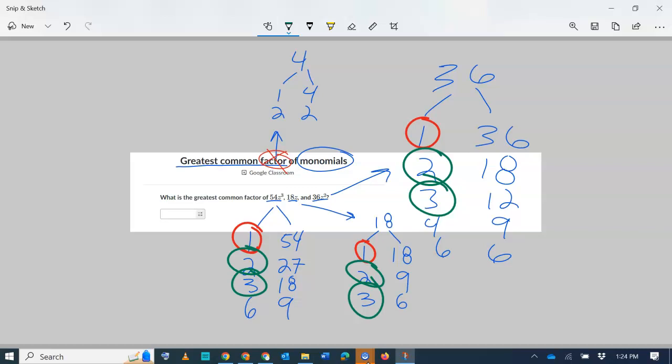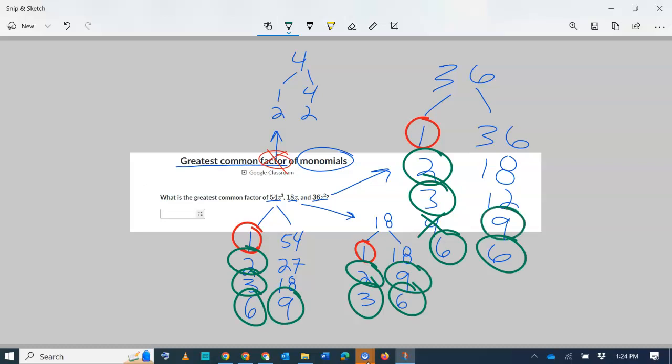Going to 4, I got 4 here, but nowhere else. Going to 5, there's no 5s. I see 6s. 6, 6, and 6. This is actually twice in 36. No 7s, no 8s. I do have 9s everywhere. No 10s through 17s. 18! I see 18 everywhere. And that exhausts this factor tree list, so we don't have to go any further than 18.